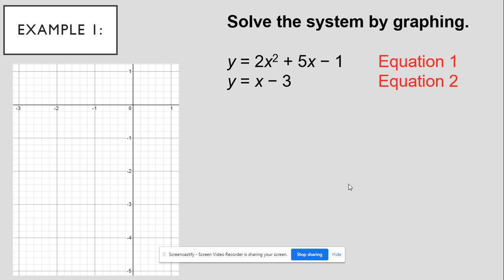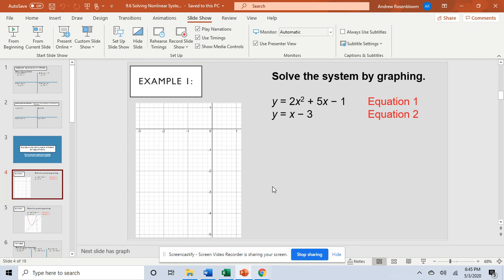So the first technique that we could use to solve a nonlinear system is by graphing. So when you see something like this, the easiest way to go about doing that is to just go ahead and put that into Desmos on your computer. And what we're looking for is the point of intersection here. So if we have y equals 2x squared plus 5x minus 1 and y equals x minus 3, let's take a look and put that into Desmos.